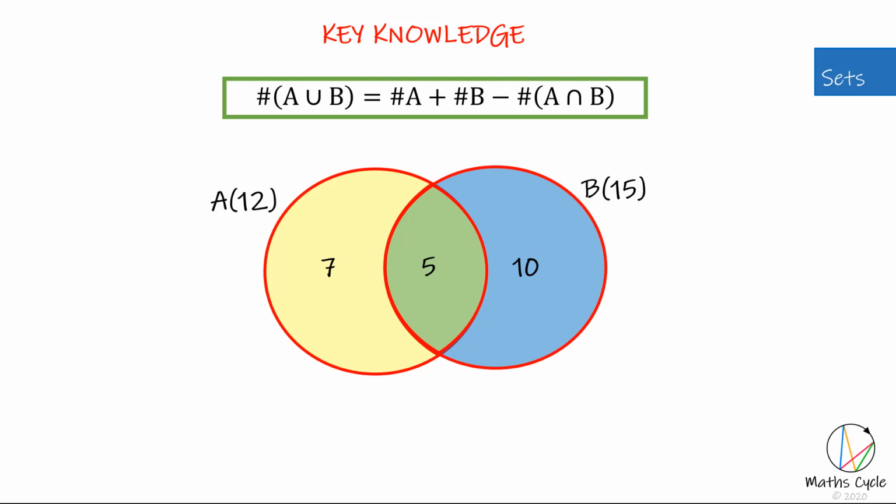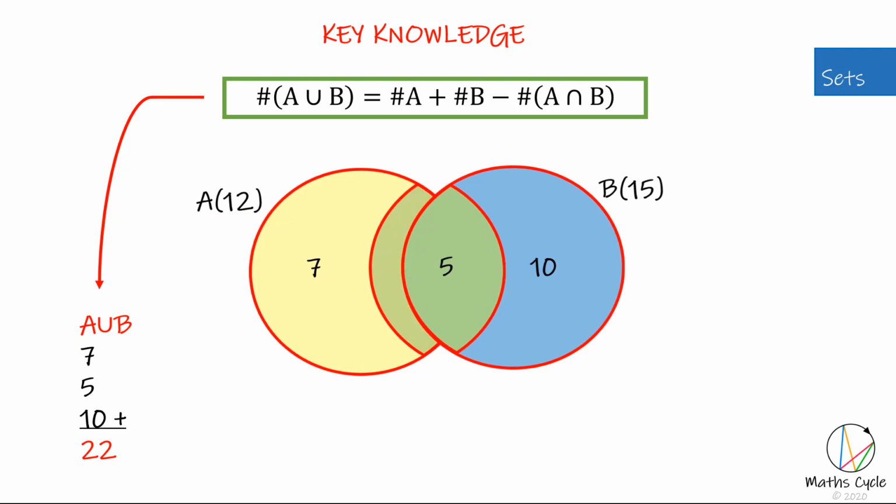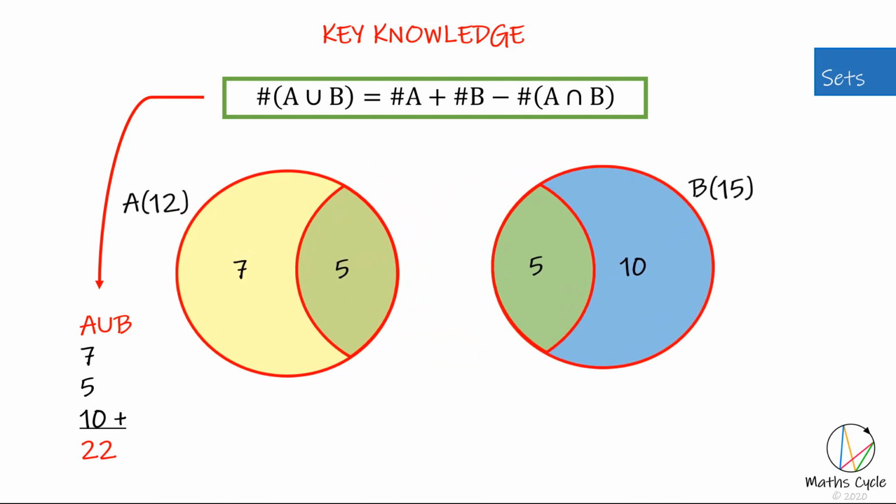So if we wanted to know what is the cardinal number of A union B, we would add the 7, the 5 and the 10 together to get 22. However, if we wanted to know what the cardinal number of A union B was by focusing on how many elements are in A, which is 12, and the amount of elements that are in B, which is 15, we would have to acknowledge the fact that the 5 elements in the intersection belong to both A and B.